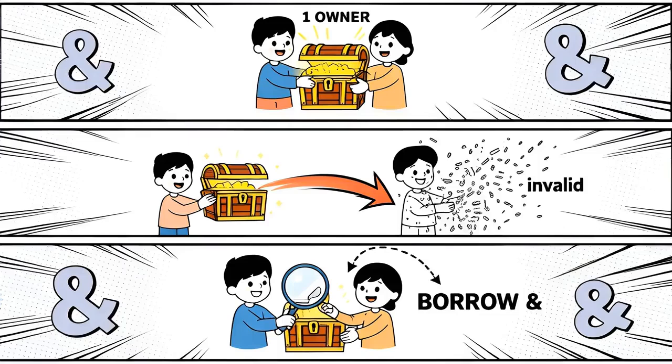Rust's ownership system is built on 3 ironclad rules. Rule 1. Every value in Rust has exactly one owner, a single variable that holds the responsibility for it. Rule 2. When you assign that variable to another, ownership moves and the original is invalidated. Rule 3. The ampersand operator creates a borrow, a non-owning reference that lets another part of your code look at the value without taking it.